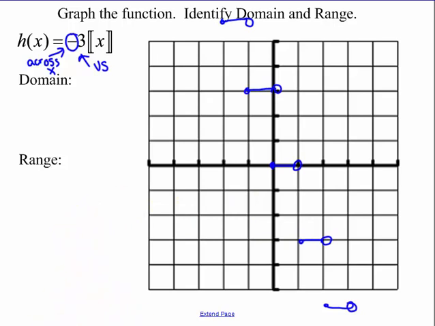Okay, so now our domain. Again, for greatest integer, it's going to be all real numbers. The range now, well, it's still integers, but those integers are a multiple of 3. We'll say integer multiple of 3.